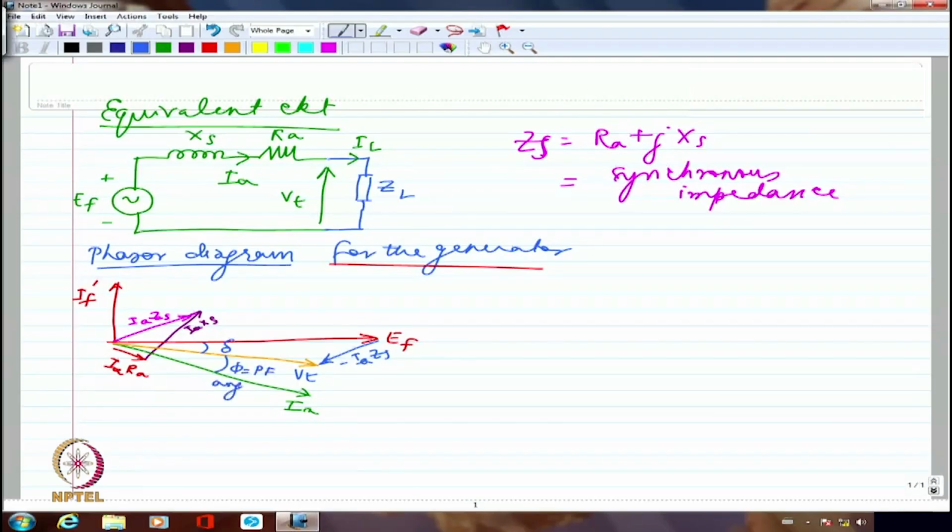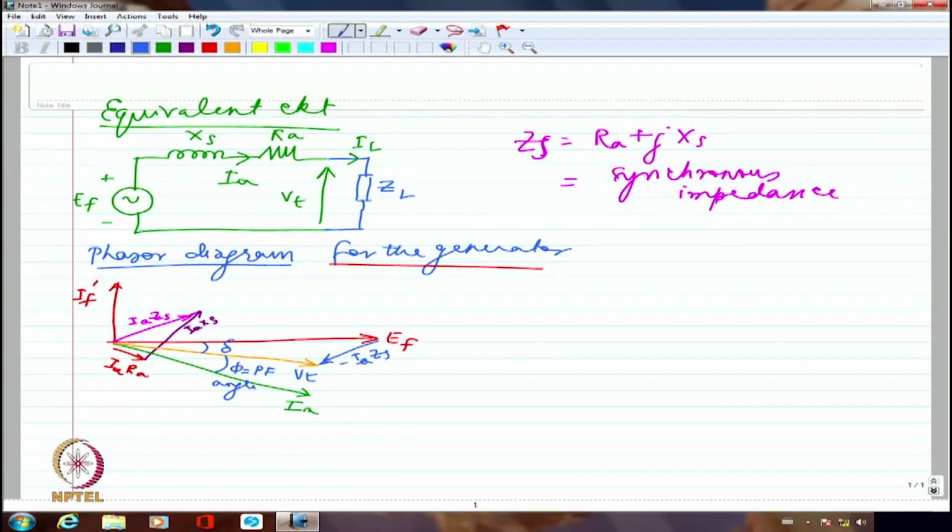Because this is the phase shift between VT and IA. And this is what is the power factor angle. Originally what we wrote as the power factor angle is not correct. It is rather delta plus phi. What we originally mentioned as the phase shift between EF and IA is actually delta plus phi, whereas phi is the power factor angle.